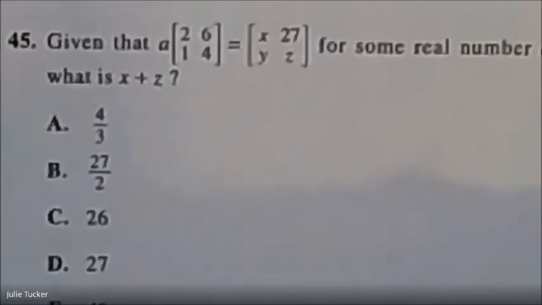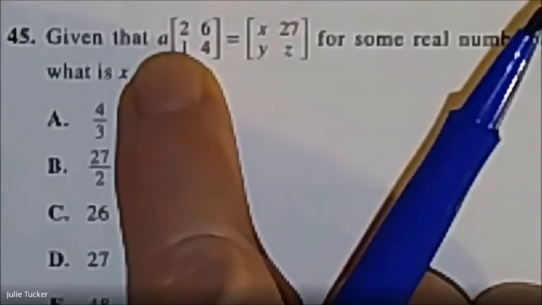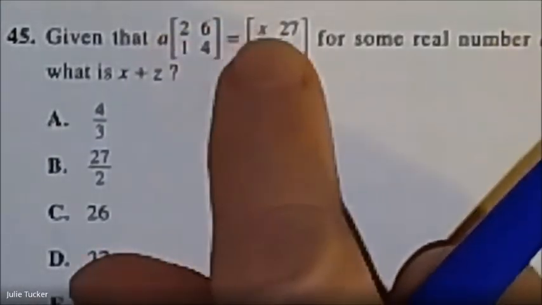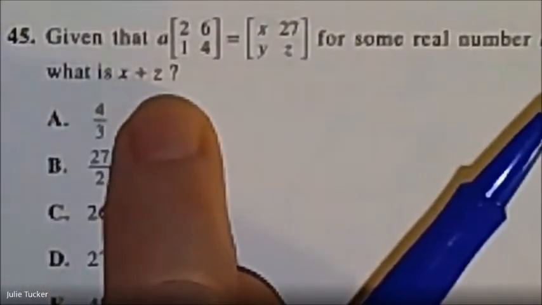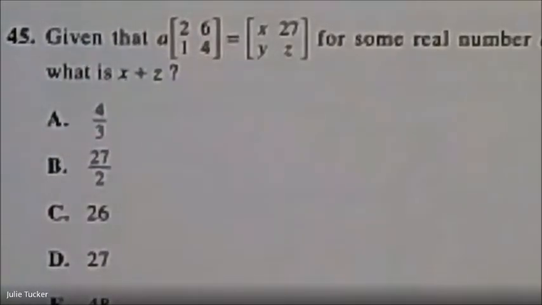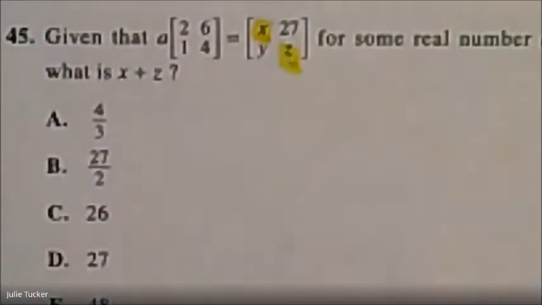All right, so we're on number 45. So we've been working for about an hour and we've done about 15 questions. So we're really at that same pace of 15 questions per hour. Given that A times this equals that for some real number A, what is X plus Z? Okay, let's find X. X is here. Z is here. So we have to find out what those two numbers are.